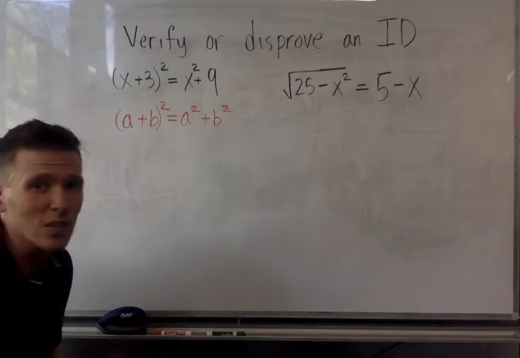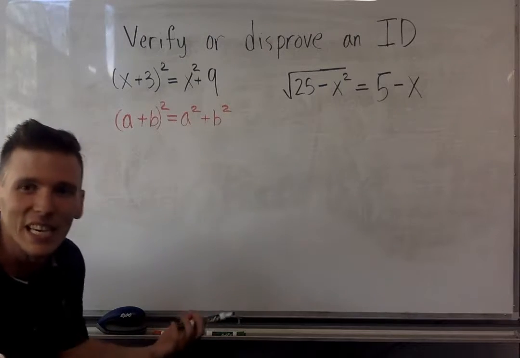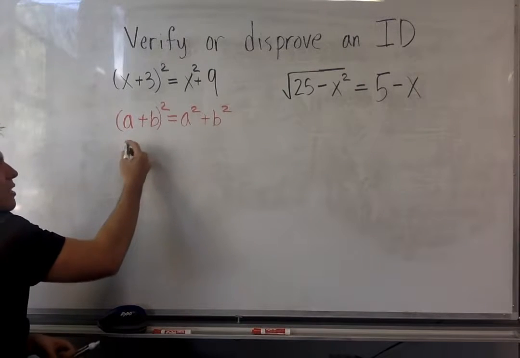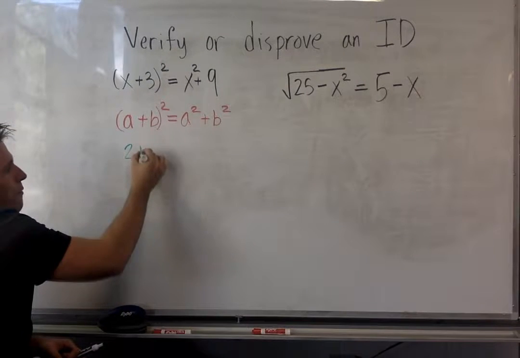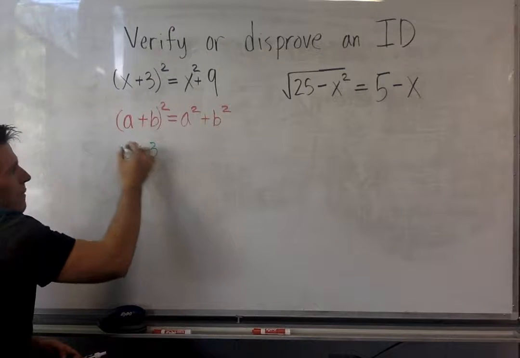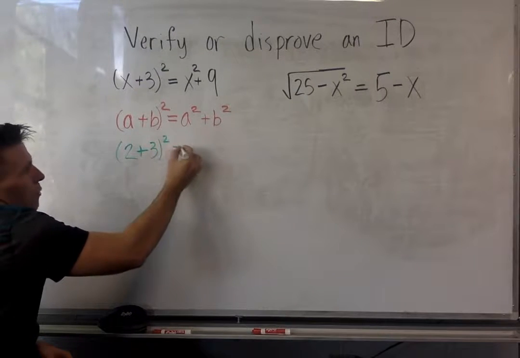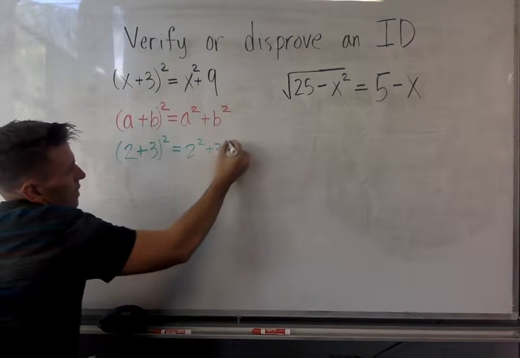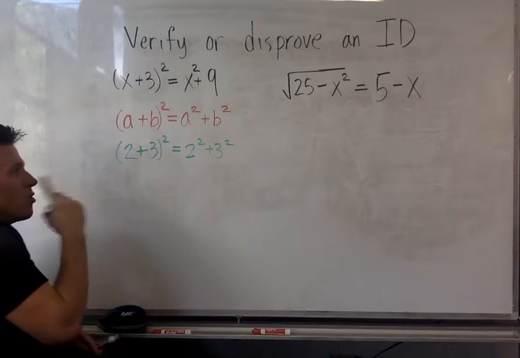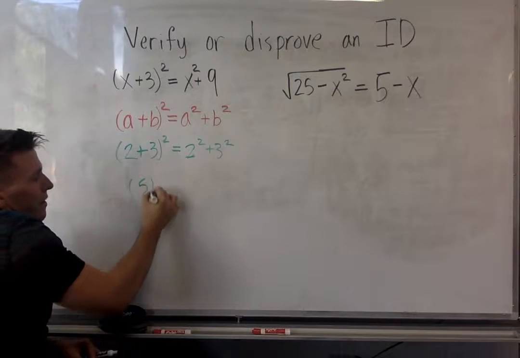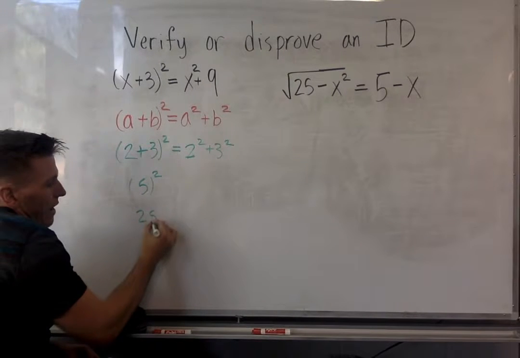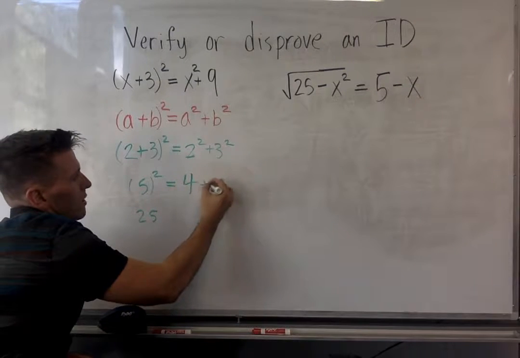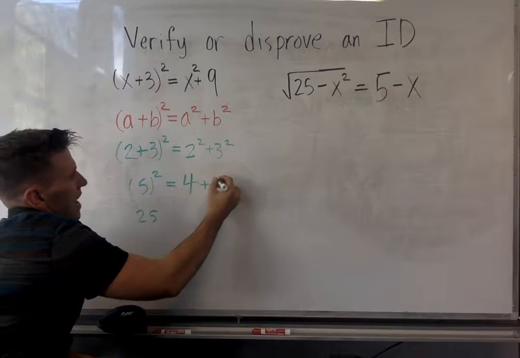We can do this by picking any two random numbers, plugging them in, and seeing if that actually holds. I'm going to say that a is equal to 2 and b is equal to 3. That means that (2 plus 3) squared would have to be equal to 2 squared plus 3 squared. In this situation, 2 plus 3 is 5, and 5 squared is 25. And this would be 2 squared is 4, plus 3 squared is 9.